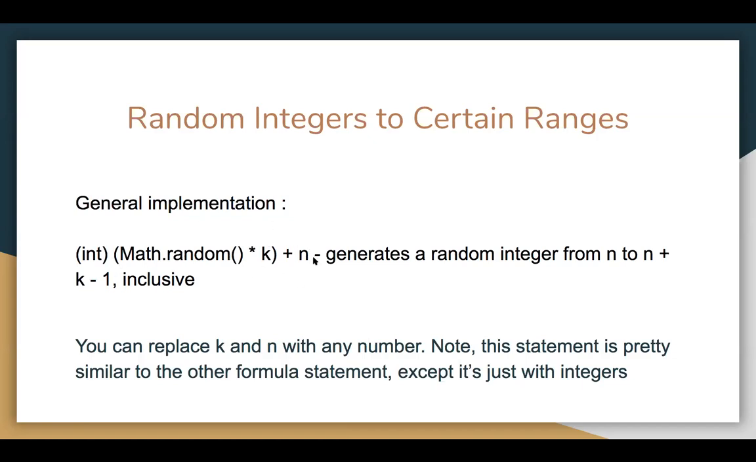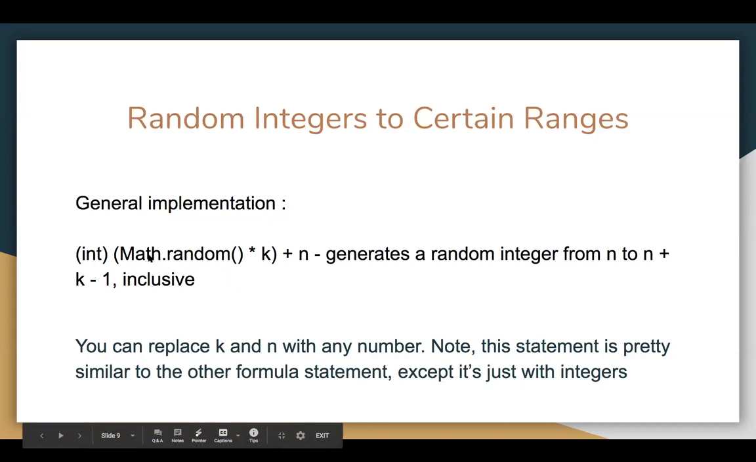But when this executes, it should generate a complex range, like the other slide where I went over complex ranges. But instead of just letting it be a double, this time we're casting it to an int. So this generates a random integer from n to n plus k minus 1, inclusive. It's confusing, but you'll see in a second. Again, you can replace k and n with any number. And note, this statement is pretty similar to the other formula statement, except it's with integers.